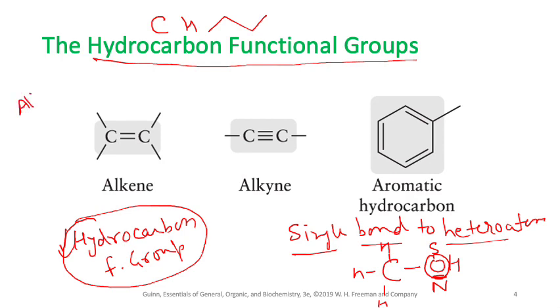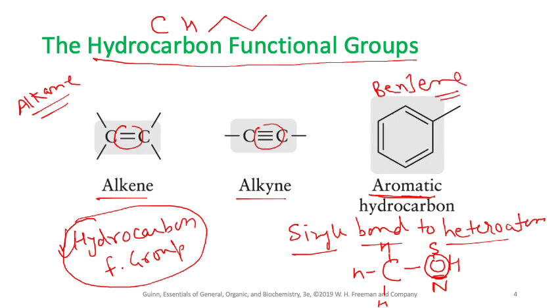One of them is alkane, where all the bonds are single bonds. Then we have alkene, with a double bond, and alkyne, with a triple bond. And then the 4th type of hydrocarbon is aromatic, where you have a benzene ring. But for the alkane, we don't have any functional group.